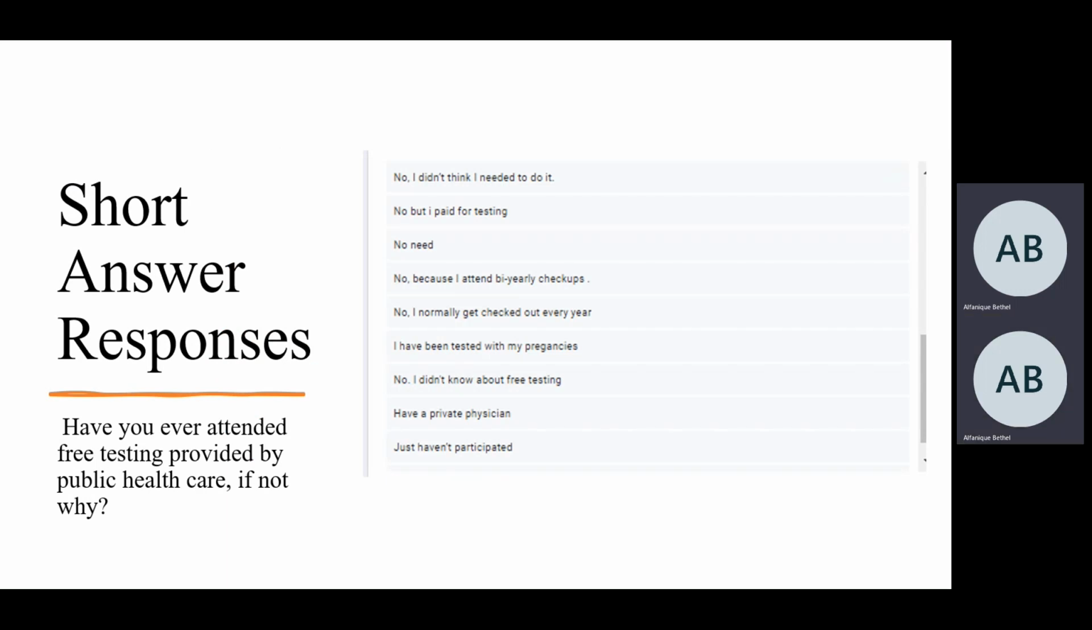When asked if they have attended free testing, many said no because they never knew about it or they felt no need to. In conclusion, I believe making information about free testing and PrEP more accessible via social media can help with the knowledge of prevention of this HIV virus and pandemic.